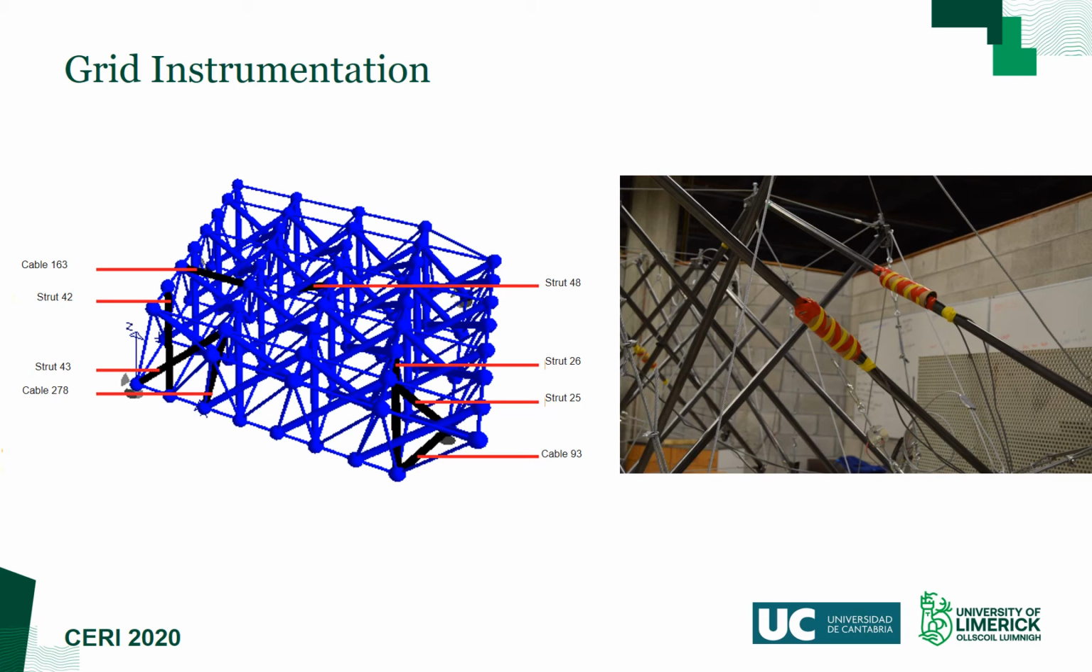A cable member was chosen then in each of the upper, lower and diagonal layers and were instrumented with 5 kilonewton load cells. Displacement of the grid was monitored using a Leica total station with reflective targets attached to each node on the upper layer. Measurements were then taken after each load increment.